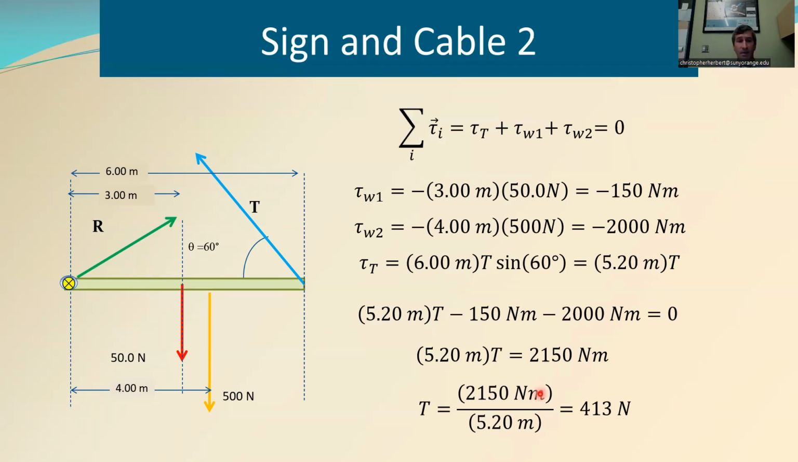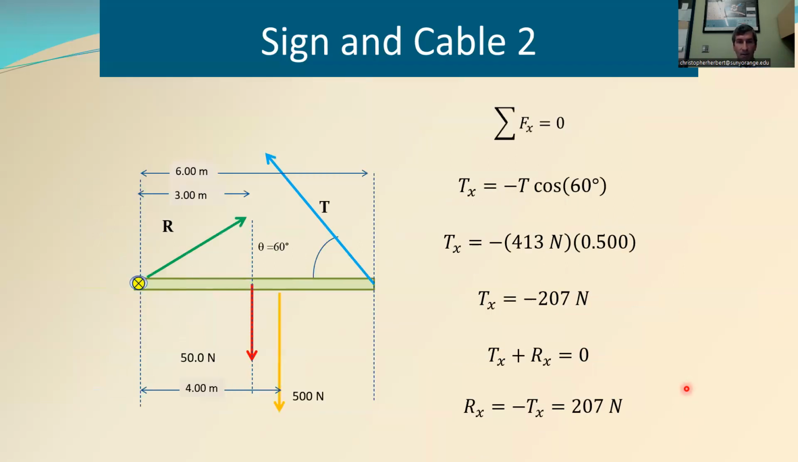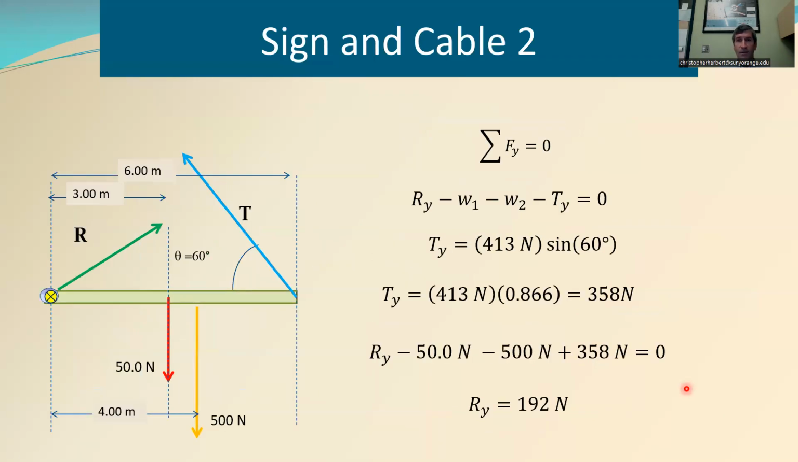Put the axis of rotation at the hinge. That's where Rx and Ry are. Do the torque first. You can pause this video if you want to, see this completely. Now that you know how to do it, do the X component to get Rx, do the Y component to get Ry, and then again, if you want to find out the magnitude of R, use the Pythagorean theorem. If you want to find the angle, use inverse tangent.